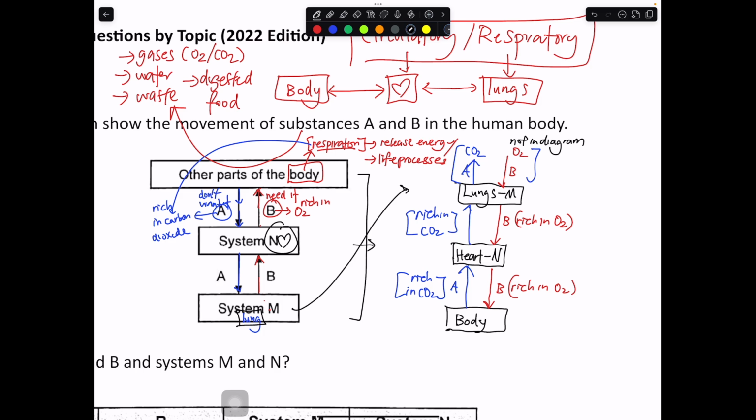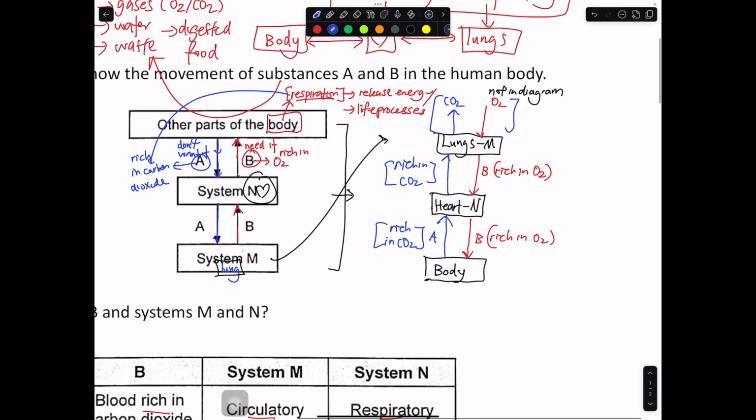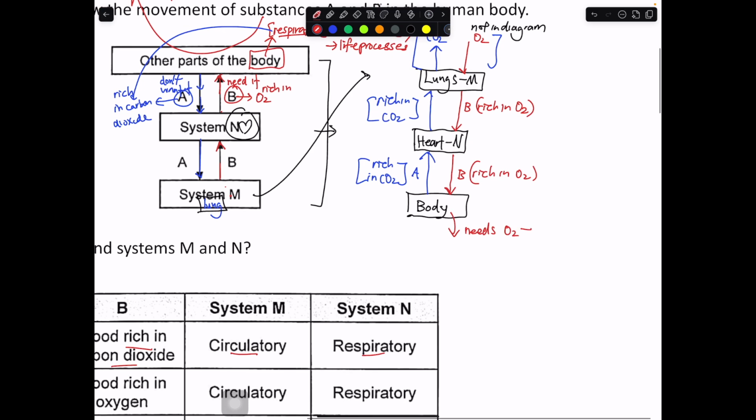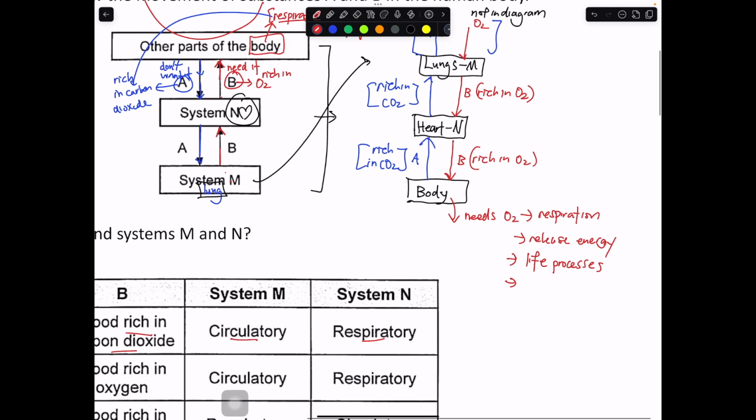The reason being, if we were to draw this, it's quite inaccurate because these arrows represent the blood vessels. So let me just remove all the letters. Another thing to take note of is that the body needs oxygen for respiration so that it can release energy needed by the body to carry out life processes, such as cell division. Your cells need to divide, they need energy, they need to repair themselves. Indirectly, they will produce what the body doesn't want, carbon dioxide, which is represented by the blue arrow getting out of the body.